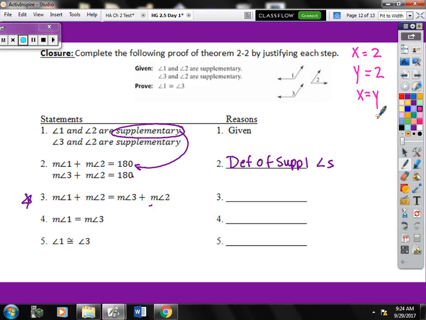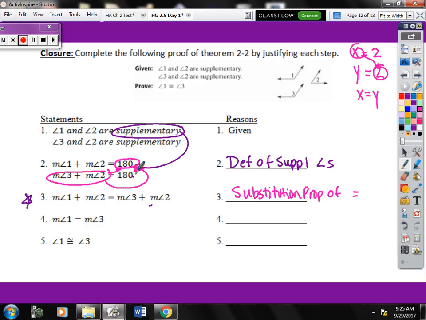Substitution. Since x is equal to 2, then wherever we see a 2, we can substitute in an x. Or vice versa, you can substitute in y. That's what they did here. Since 1 plus 2 equals 180 and 3 plus 2 equals 180, what they did was since 3 plus 2 is equal to 180, they substituted it in for 180. So this is the substitution property. This is always the hardest one for students to see. So I'd make sure you draw this. Make sure that the arrow actually is visible.